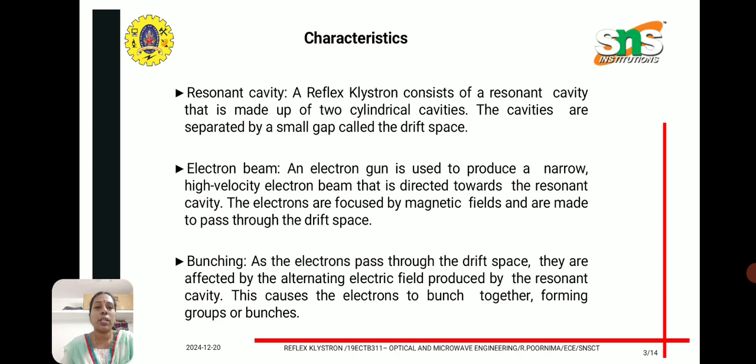Next is the bunching process. As the electrons pass through the drift space, they are affected by the electric field produced by the resonant cavity. This causes the electrons to bunch together, forming groups of bunches.